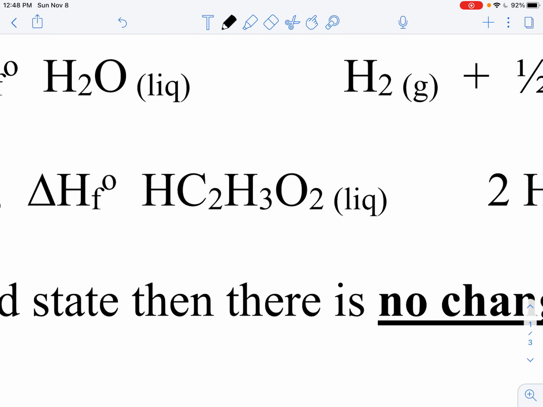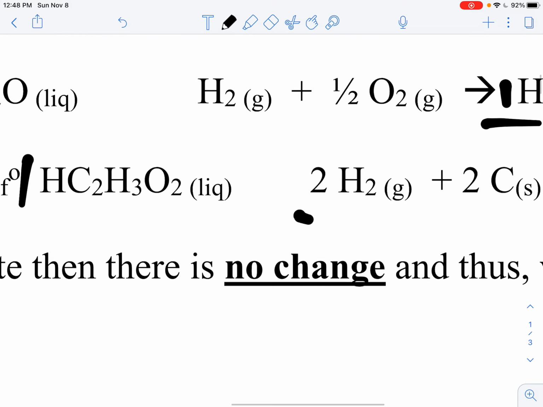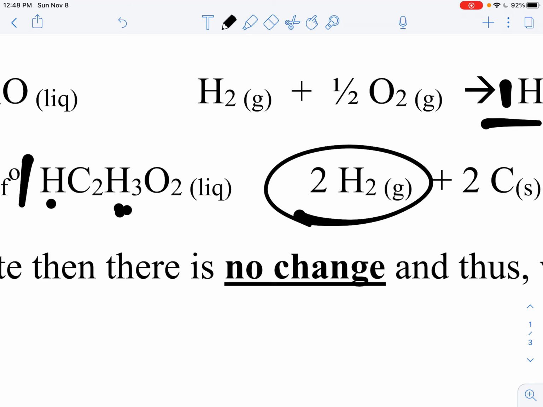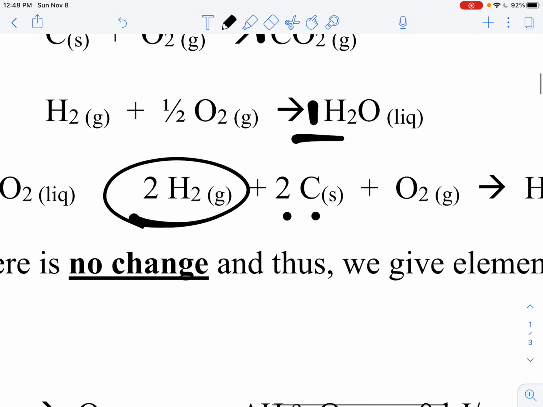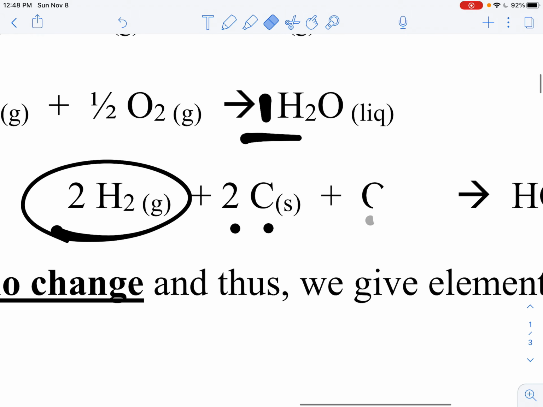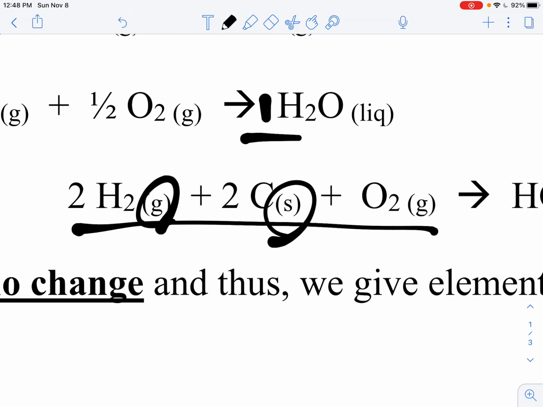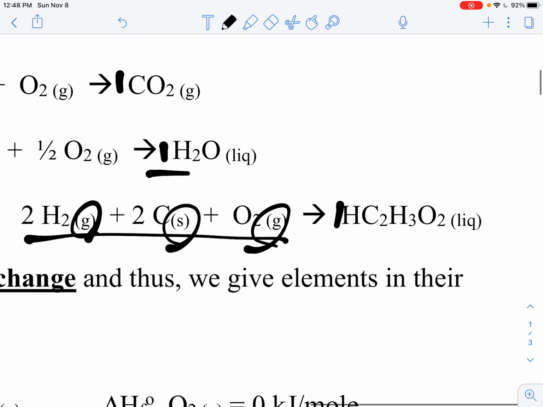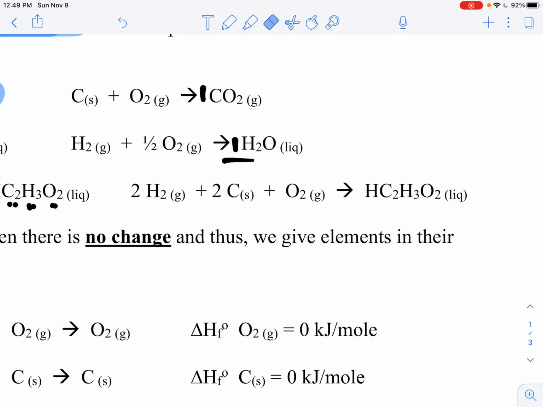Now, these can get awfully complicated. What if I had acetic acid here, HC2H3O2? If I wanted to form 1 mole of that, I would need 2 hydrogens, H2, 1, 2, 3, 4. I would need 2 carbons, C2, there they are, and I would need an O2 because I would need 2 of those. So all of these are their elements. All of those elements are in their standard states, gas, solid, gas, and I am forming 1 mole of whatever it is that I am interested in.